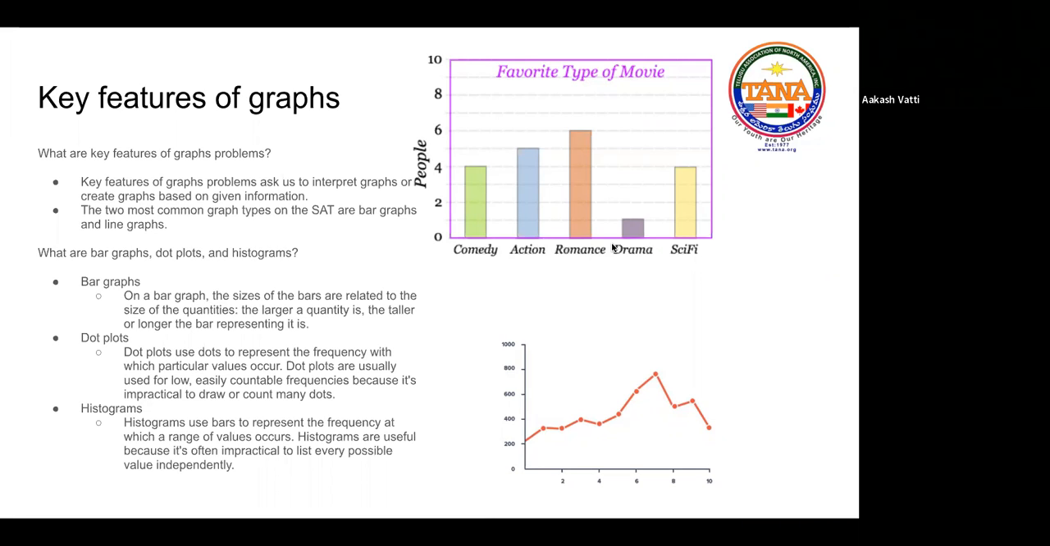Dot plots use dots to represent the frequency with which particular values occur. So dot plots are usually used for low, easily countable frequencies because it is impractical to draw or count many dots. So for dot plots, it's something like this. You have dots, and that would continue for other ones.